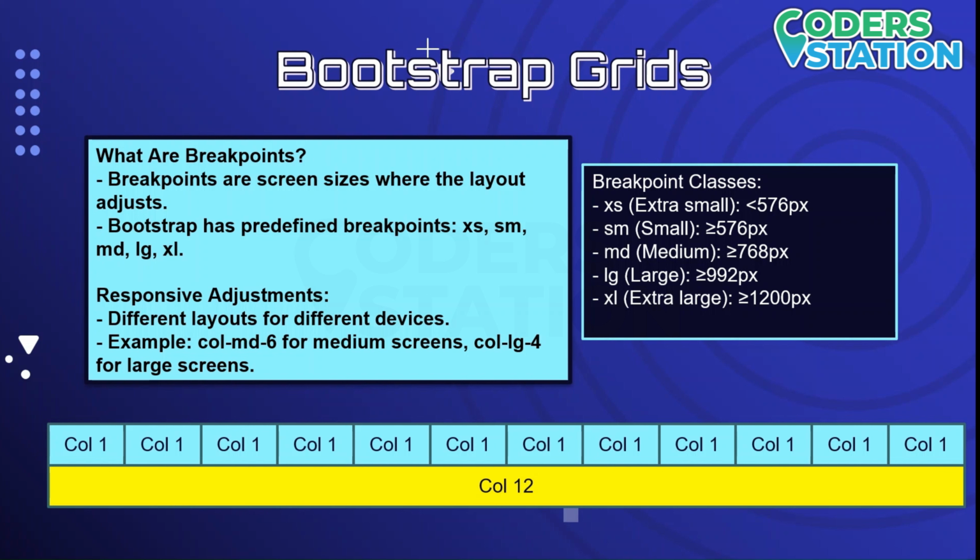So to sum up, Bootstrap's grid system is incredibly versatile and makes responsive design straightforward. Whether you are building a simple web page or a complex web application, understanding and using the grid system will help you create layouts that work across all devices. It's a game changer in modern web development.